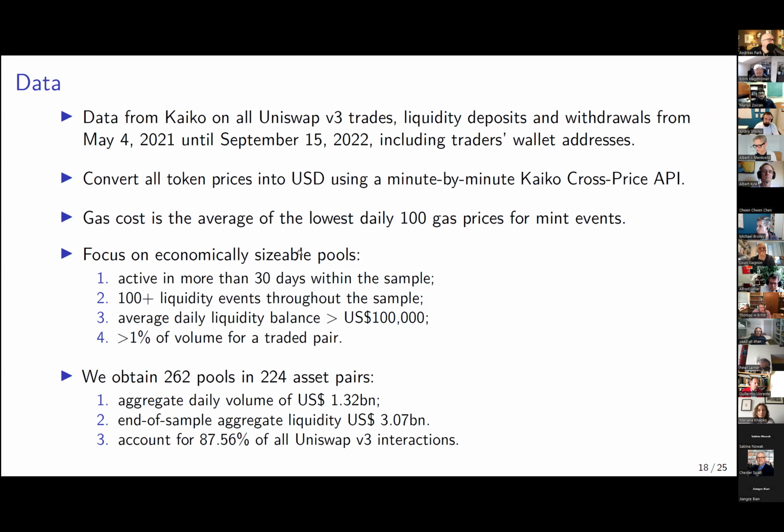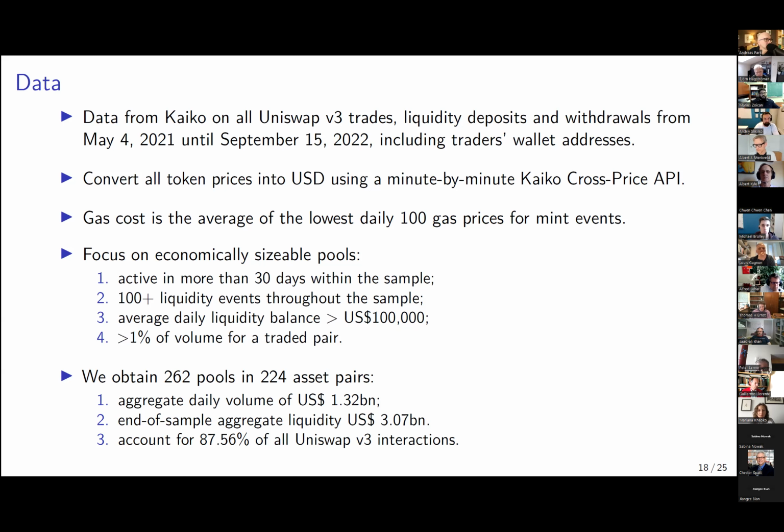We also need a measure for gas costs, and there are a lot of interactions with the Ether blockchain, so we want to have a good proxy for gas costs associated with liquidity provision. So we're taking the average of the lowest daily 100 prices for mints for liquidity provision events, right? Because we want this to be basically the marginal gas cost, the cheaper it can be in a given day.